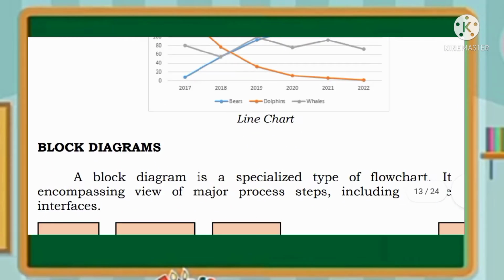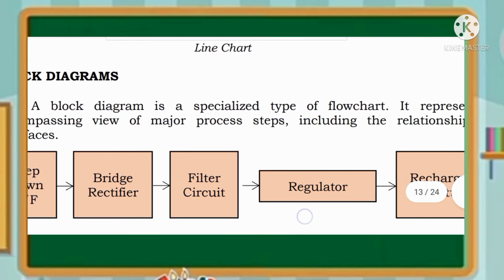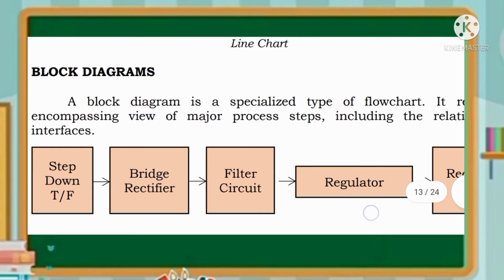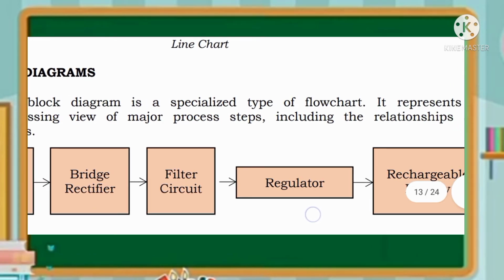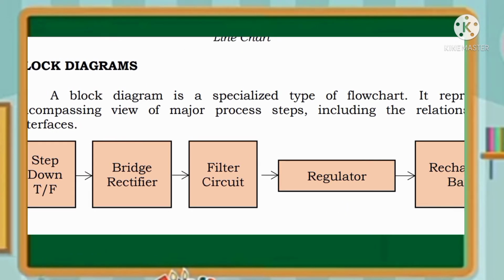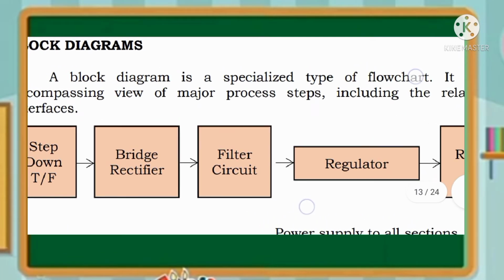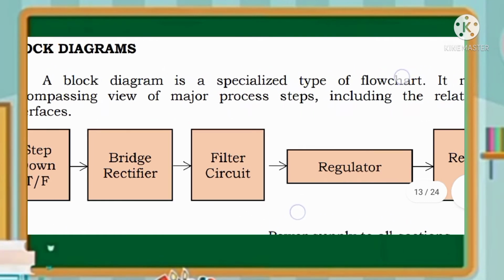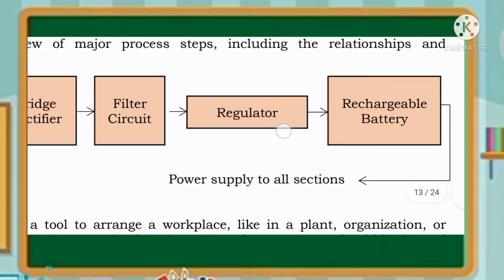And next is the block diagram. Do you have any knowledge about block diagrams? Well, we will talk about that. A block diagram is a specialized type of flowchart. It represents an encompassing view of major process steps, including the relationships and interfaces. Okay, this is how it goes on the block diagram, and the power supply to all sections.